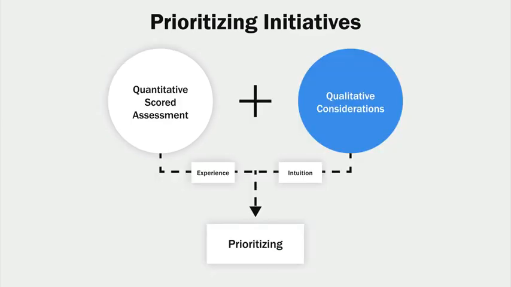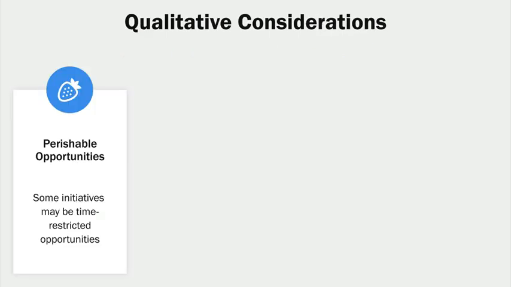After calculating a quantitative score with a method like RICE, we then need to supplement our prioritization with qualitative considerations. This is because these qualitative factors aren't always easily captured in a simple quantitative score, and we want to allow experience and intuition to play their key part in prioritizing. Exact qualitative factors will vary, but some common ones to consider are perishable opportunities. Some initiatives may be time-restricted opportunities.